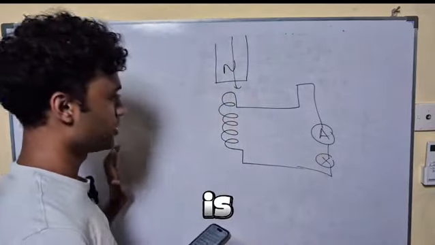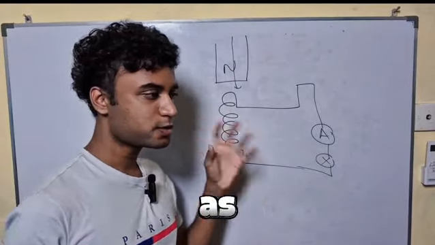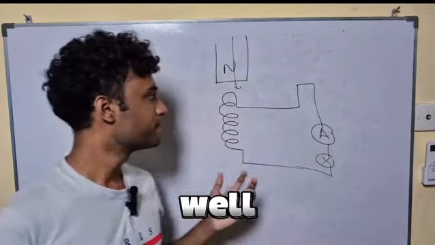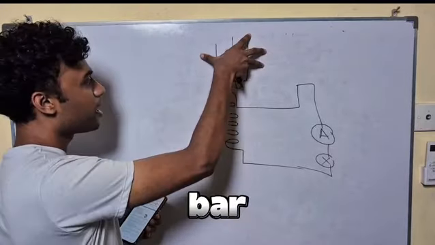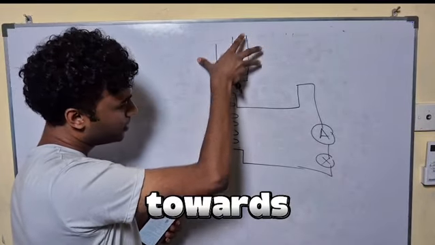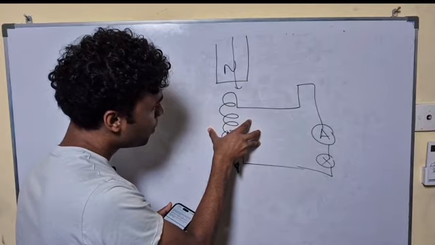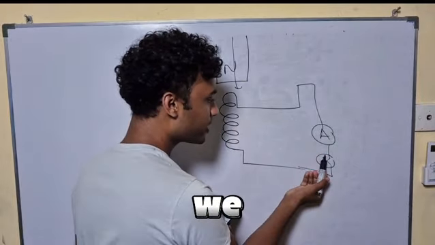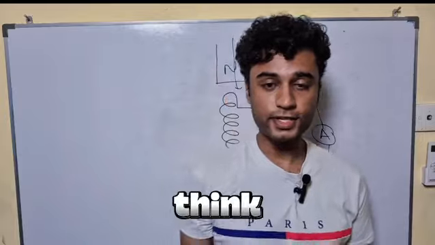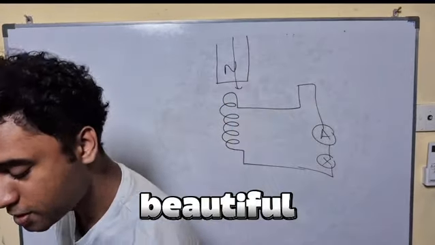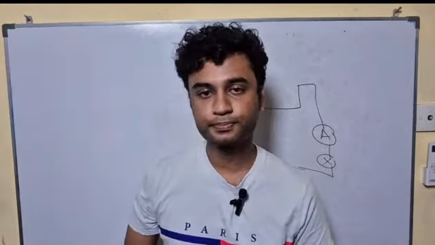Now, why is this, right? Did you ever think as to why this works this way? Well, when the bar magnet is brought towards the solenoid, how in the world do we get this light bulb to be lighting up? Did you ever think of it, right? It's a beautiful little concept.